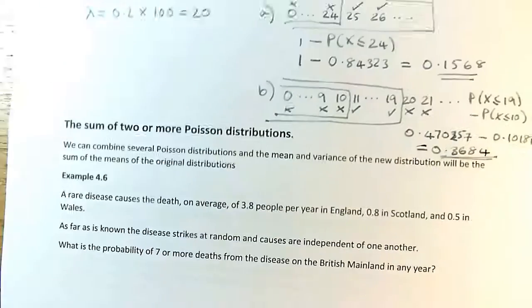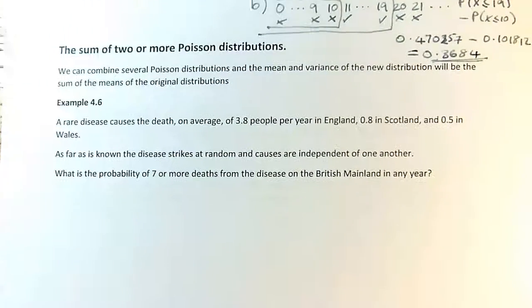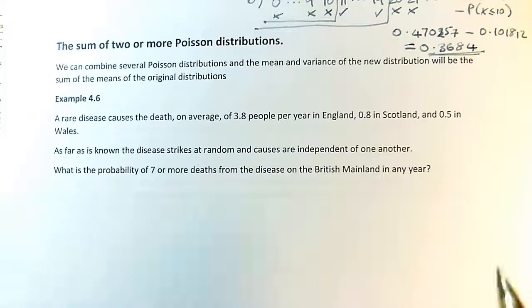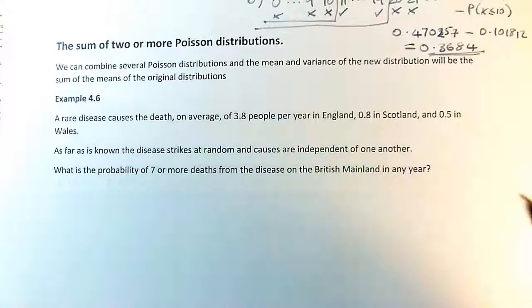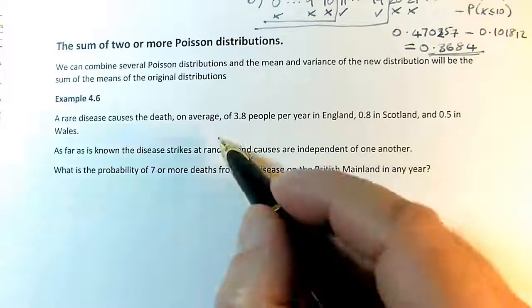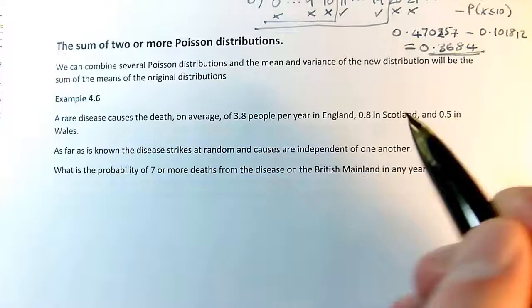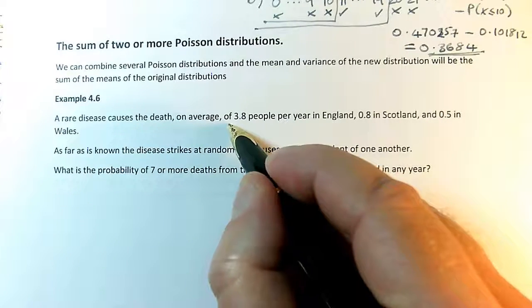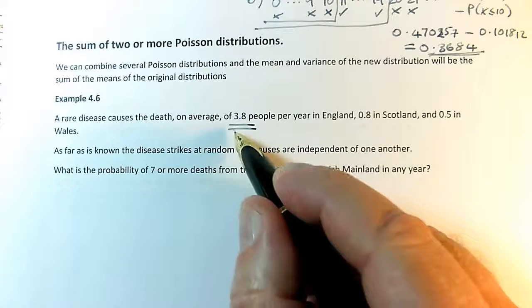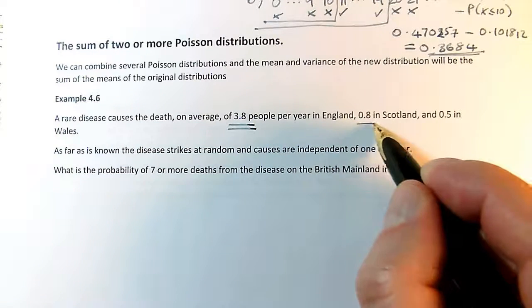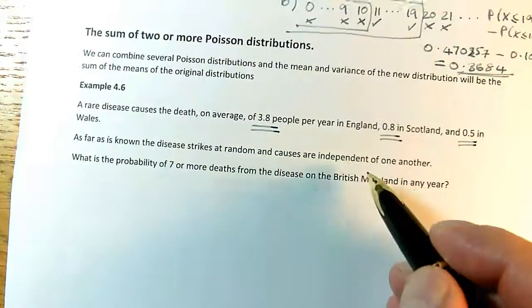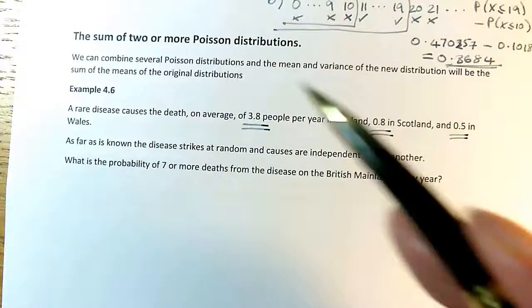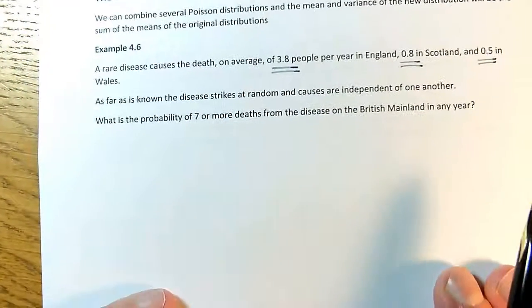Okay, so without more ado, let's look at a more interesting one. So we've seen that we can just scale up a mean. Here we've got 3 different Poisson distributions. We've got a mean number of deaths per year, so fixed time or space, so we're counting events in a fixed time or space. Good, okay. Assuming it's independent and a constant average rate, we've got a mean of 3.8, so it's a Poisson with a mean of 3.8 for England, 0.8 mean for Scotland, and 0.5 for Wales. Okay, it tells me about independence at random, so yes, the conditions for a Poisson are met.